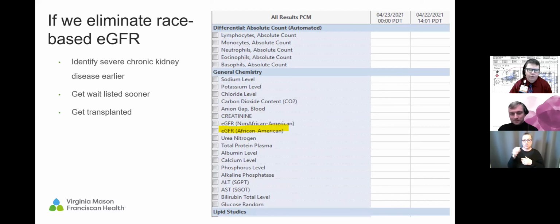In order to start your wait time for transplant, you must have an eGFR of less than 20. Well, the problem is eGFR is calculated differently for Black people, causing their eGFR levels to be higher, thus causing a delay in reaching that important 20 mark.